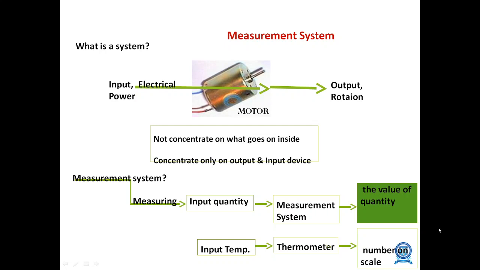Next is the measurement system. The measurement system consists of the input quantity being measured and the value of the quantity. For example, the input is temperature, the measurement system is the thermometer, and the value of the quantity is the number on the scale. So this is the measurement system. Another example is a 15 centimeter scale, used as the measurement system for measuring length.